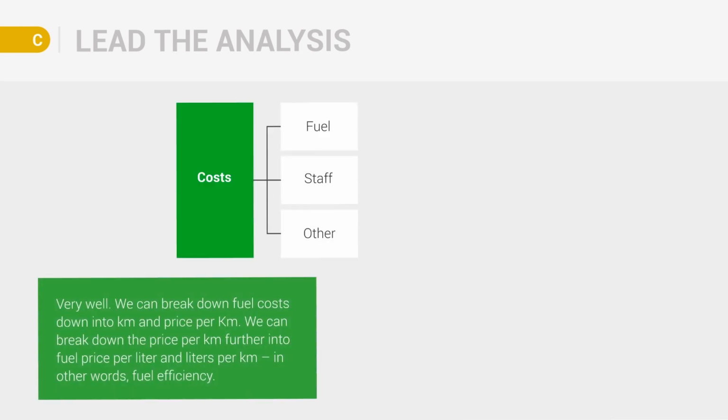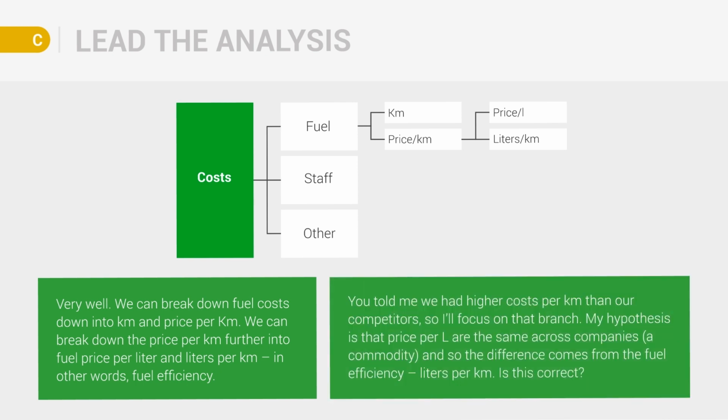Very well. We can break fuel costs down into kilometers and price per kilometer. We can break down the price per kilometer further into fuel price per liter and liters per kilometer. In other words, fuel efficiency. You told me we had higher cost per kilometer than our competitors, so I'll focus on that branch. My hypothesis is that the price per liter is the same across companies. It's a commodity. And so the difference comes from the fuel efficiency, liters per kilometer.